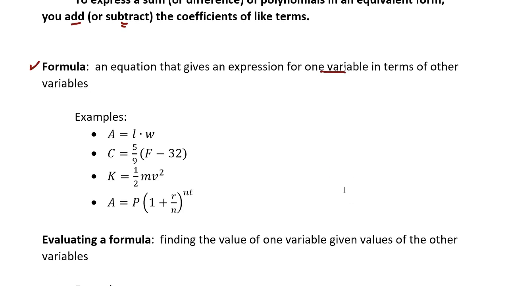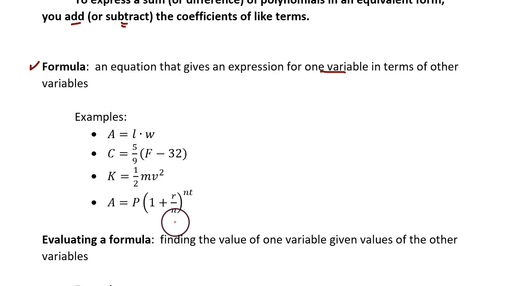Here are some example formulas that you may have seen before. Area equals length times width. The variable A is written in terms of L and W. Celsius equals 5/9 times Fahrenheit minus 32. The variable C is written in terms of the variable F. Kinetic energy equals 1/2 times mass times velocity squared. The variable K is given in terms of M and V. The last one is the compound interest formula to figure out how much money is in an account after it accrues interest over time.